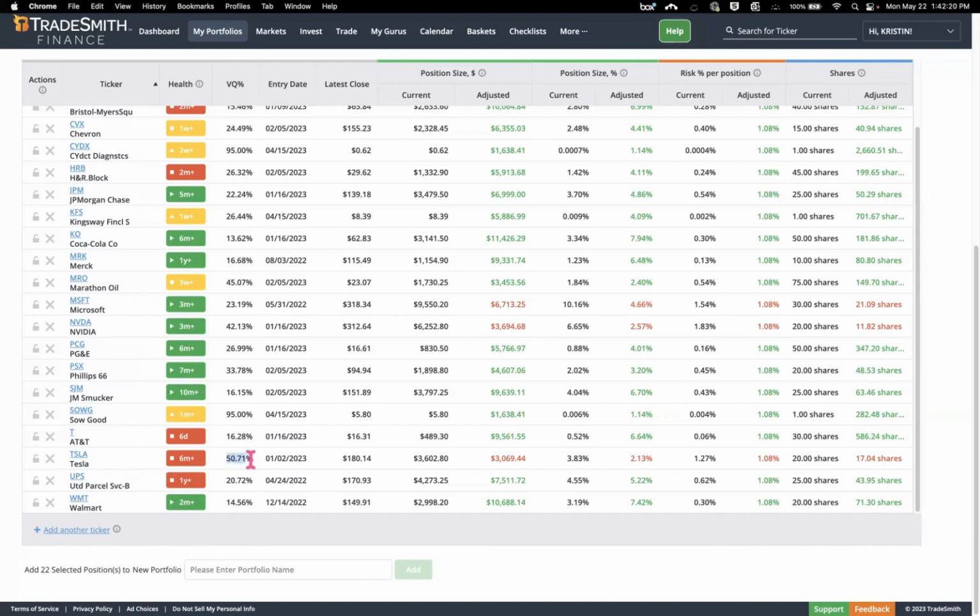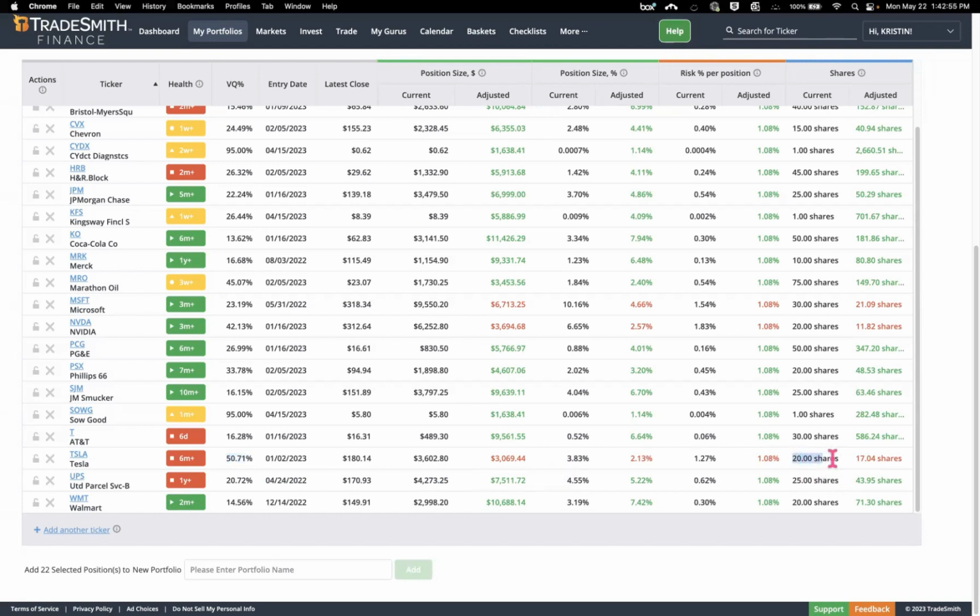Let's look at the VQ, because remember, we're not even paying attention to this. Even if it was in the green, I'm sure this tool would have asked you to decrease it because it's highly volatile. So Tesla has a VQ of approximately 51%. So remember, anything over 50%, we consider a sky high risk stock. Okay, so Tesla is sky high risk. So you can see that it's wanting me to decrease, because remember, decrease is red.